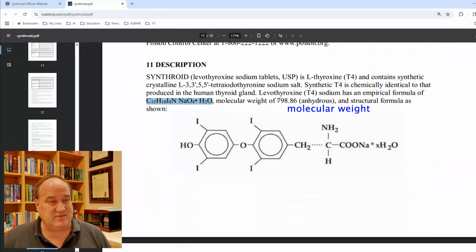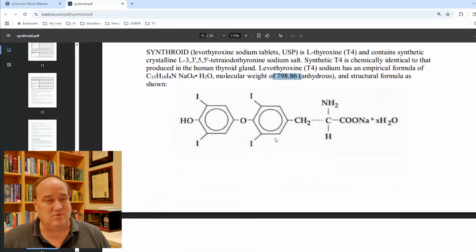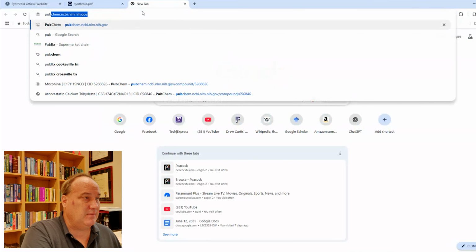The molecular weight is given, that's 798.86, so that may be important to take into account. That's important for things like bioavailability. Now the chemical structure, when you look at this, in my opinion, prescribing information doesn't really do a good job of showing the chemical structure, right? And if you really want the best structure, if you really want to see what this drug's going to look like, I would recommend going to PubChem.